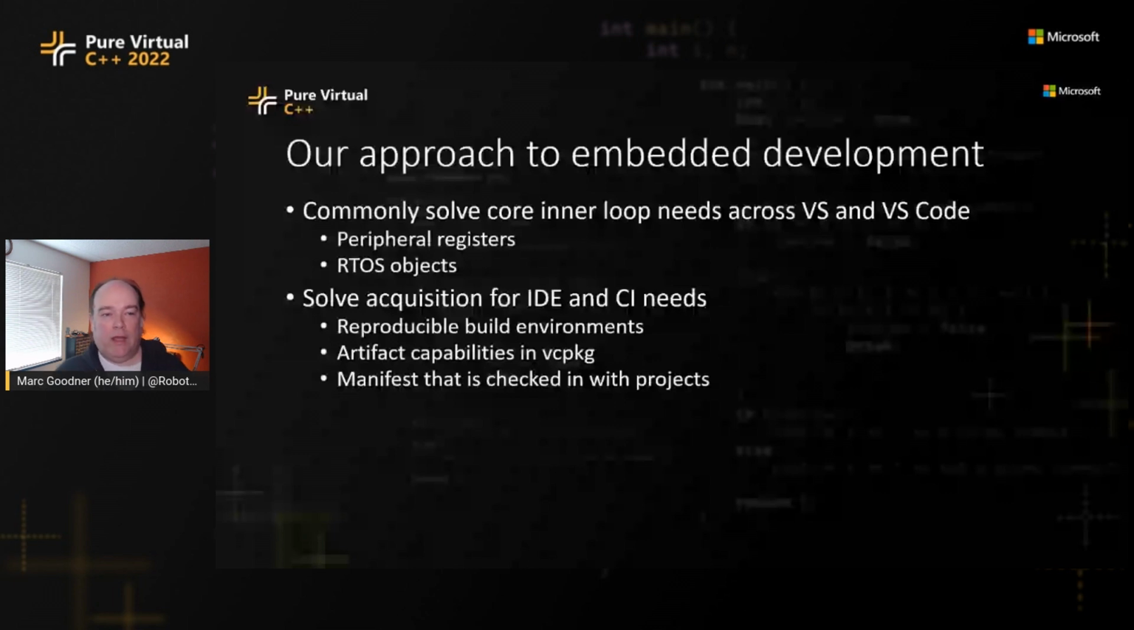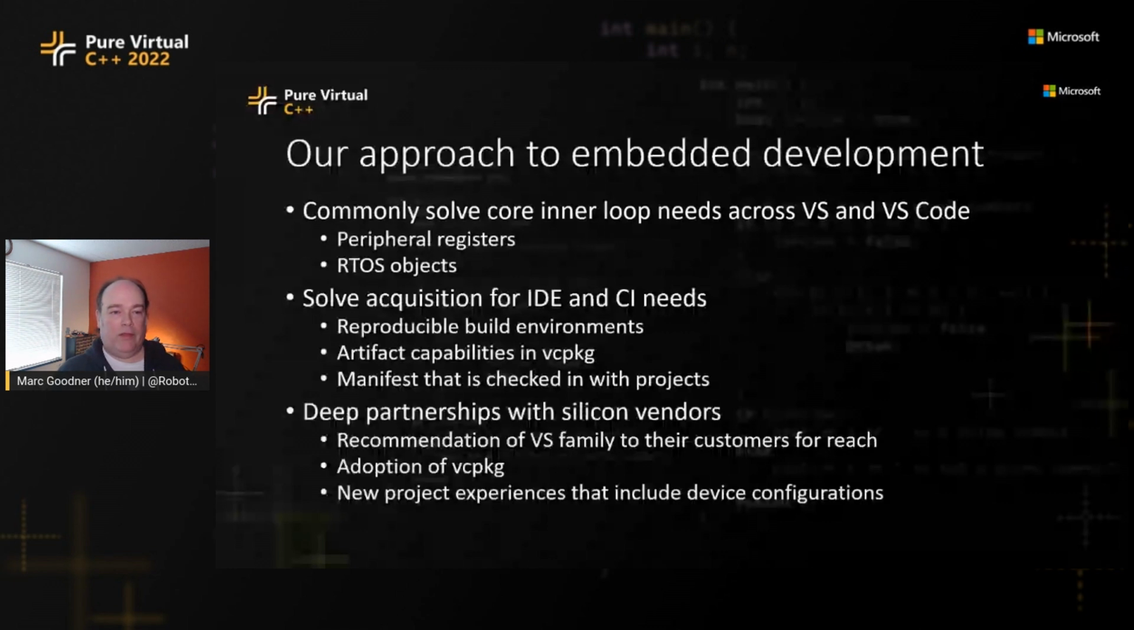So what we've done is we've added artifact capabilities to vcpkg. This is an ability to express, I need ARM GCC, I need an OpenOCD debugger, these sorts of things that get described in a manifest that you can check in with your project. And then that will pull down the bits if you don't have them, put them on the command line and make them available for use. And we'll see more of that in the demo.